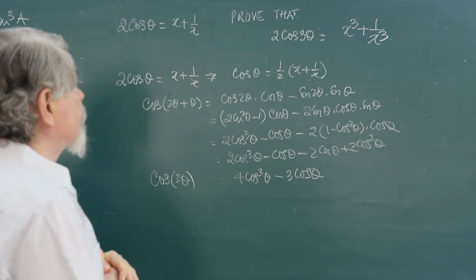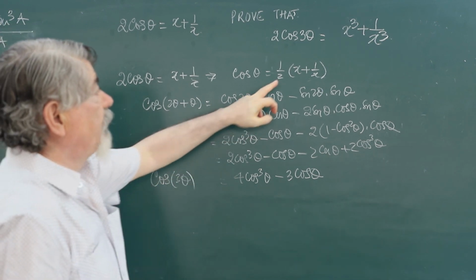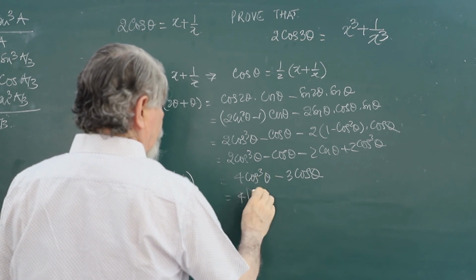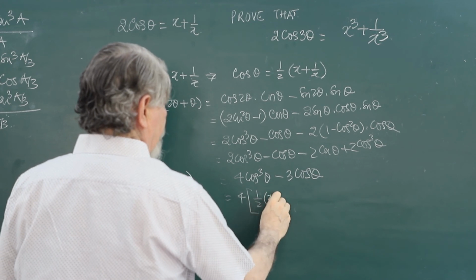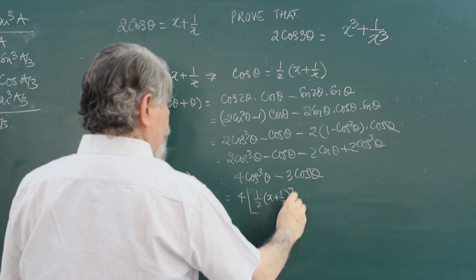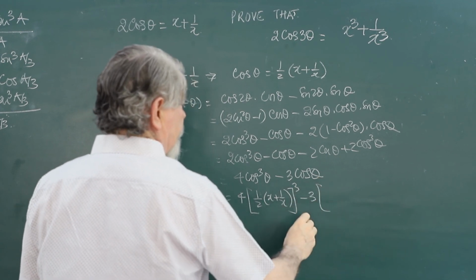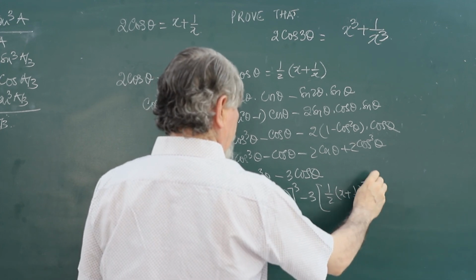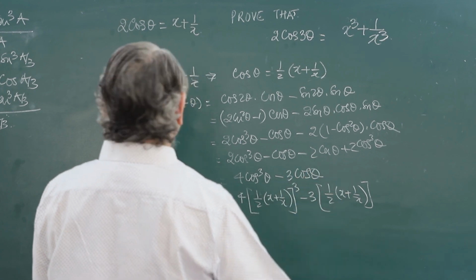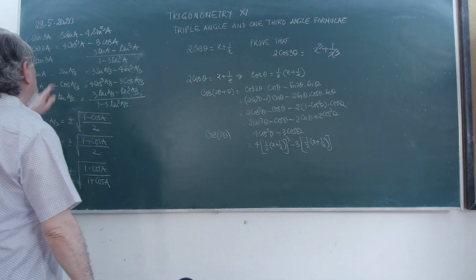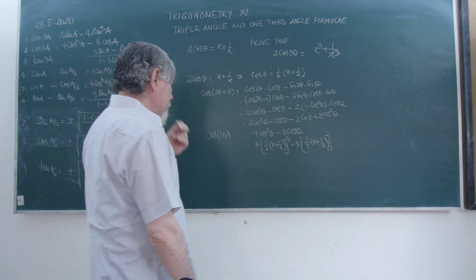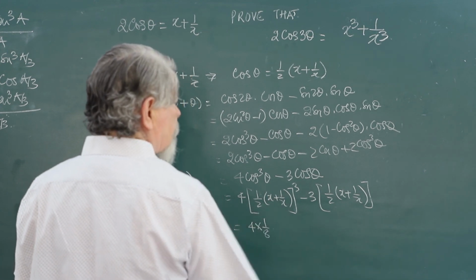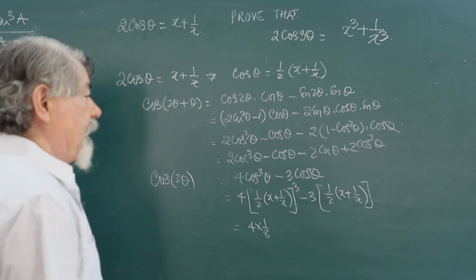Now I know the value of cos theta. Cos theta is 1 upon 2 into x plus 1 upon x. So for the value of cos cube, it is 1 upon 2 x plus 1 upon x whole cube, minus 3 cos theta, which is 1 upon 2 x plus 1 upon x. It is cos theta only, so there is no problem. Now let us see what it is. 4 into 1 upon 8, x plus 1 upon x whole cube.